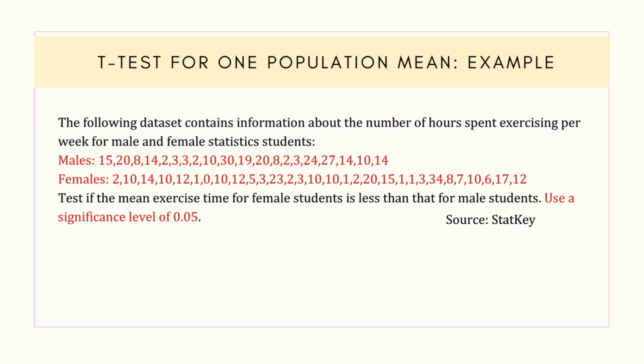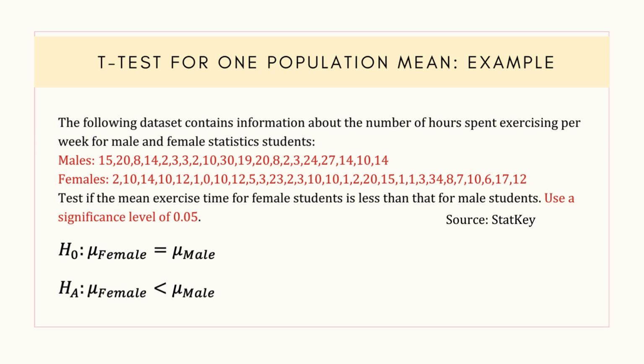Now, in this case, the null hypothesis states that the population mean exercise times for female and male students are equal, and the alternative hypothesis tests the claim that the population mean exercise time for female students is less than that of male students. This is a left-tailed test because the alternative hypothesis includes the less than sign.